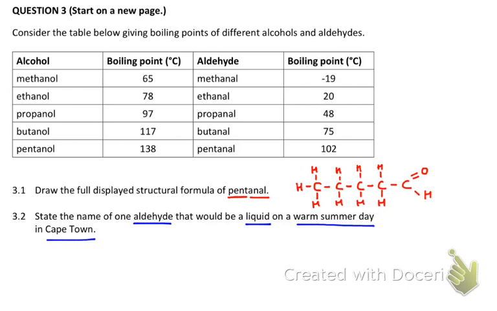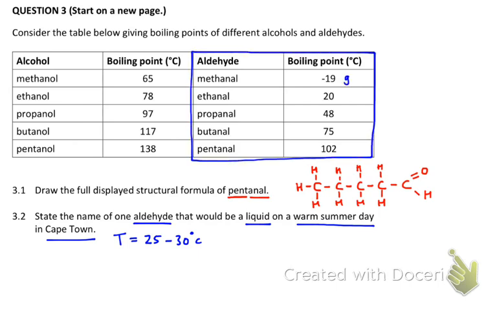3.2, name the aldehyde that's a liquid on a warm summer's day in Cape Town. So a warm summer's day, temperature would be between 25 and 30 degrees. If we then look at the aldehydes, that's the side of the table we're looking at. Methanal boils at minus 19 degrees, and so if the temperature is 25 degrees, then it would have boiled already, which means it's a gas.